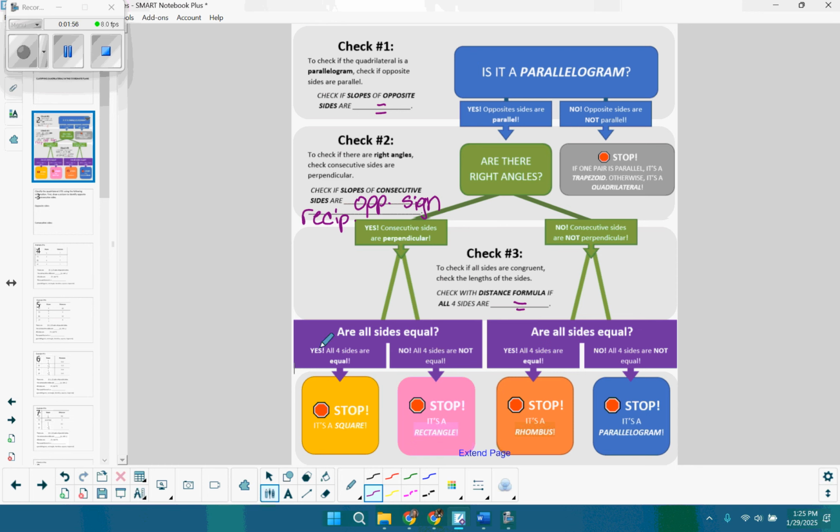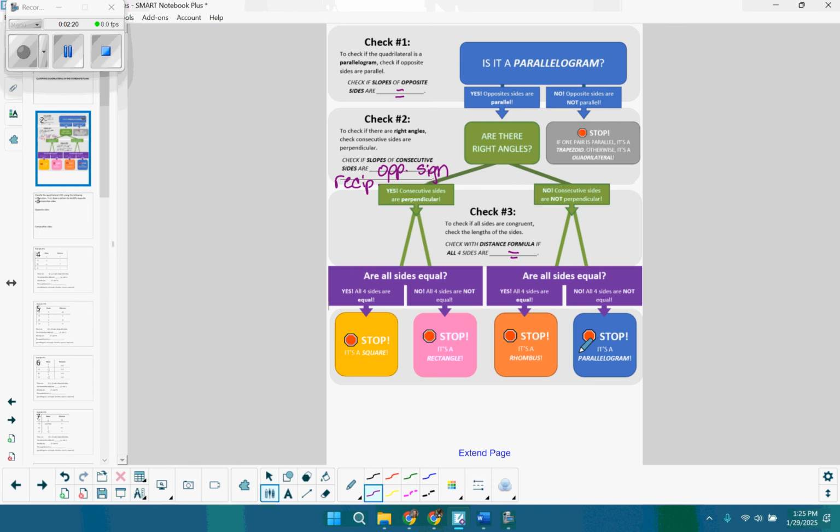So if we did have perpendicular lines and all sides are equal, that would be a square. If we had perpendicular lines but all sides were not equal, that's a rectangle. If we didn't have perpendicular lines and all sides are equal, that's a rhombus. And if we didn't have perpendicular and they were not all congruent, it's a parallelogram.